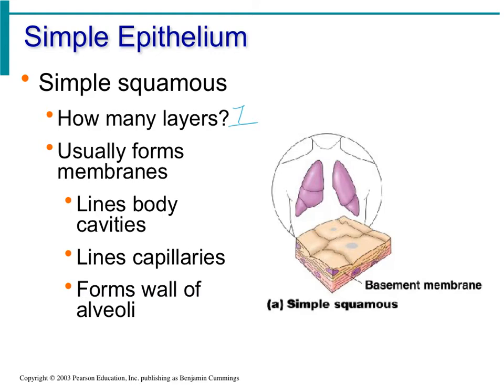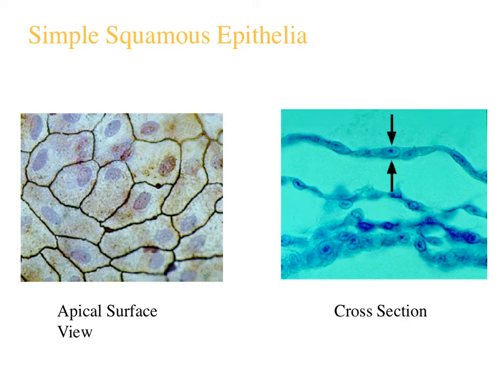So we're going to start with simple epithelium. So simple squamous, first of all, has a single layer because it's simple. And simple squamous epithelium tends to form membranes, so lining body cavities, lining capillaries, the walls of the alveoli in the lungs. And in all of those cases, you need substances to be able to pass across the membrane. In the lungs, CO2 needs to get out, oxygen needs to get in. In the capillaries, same thing. CO2 needs to get out, oxygen needs to get in. So it's a very thin membrane in order for substances to cross it easily. Here's some pictures, and again, you'll see more pictures in the lab.